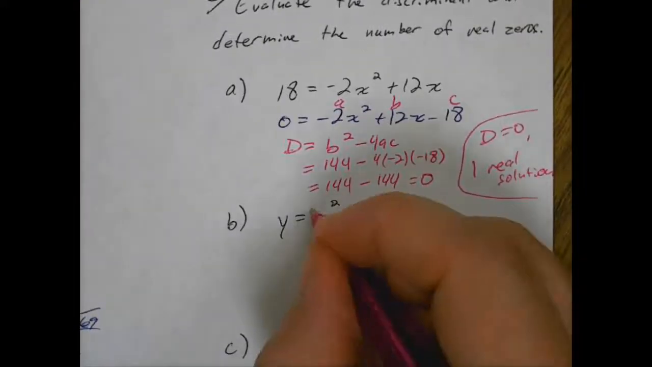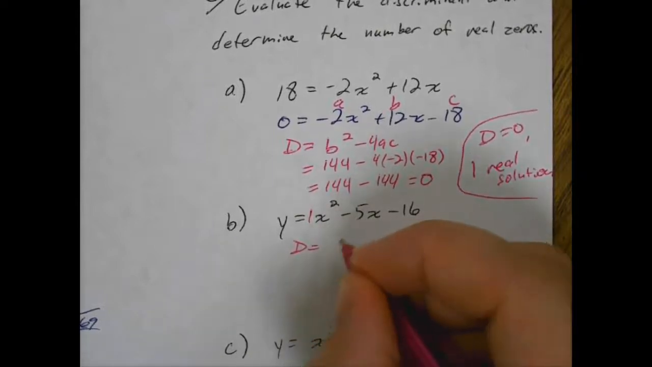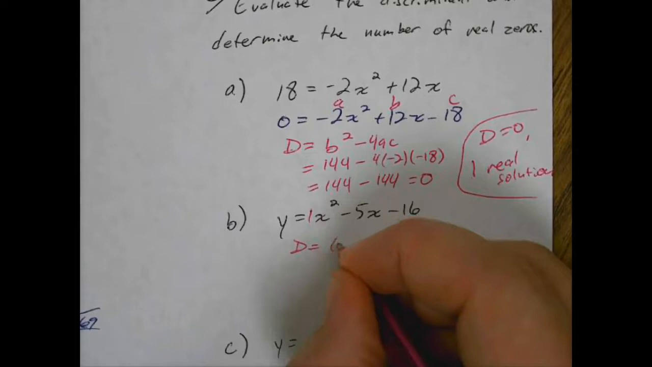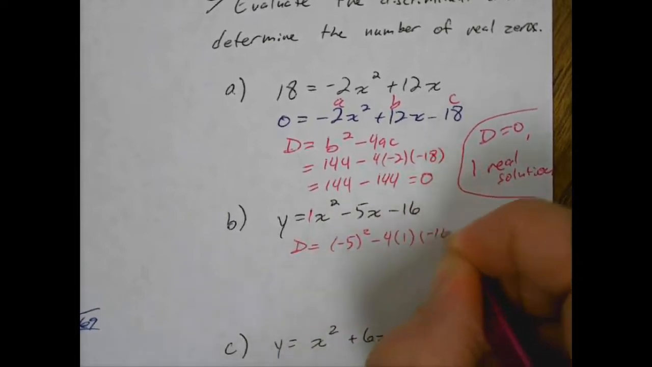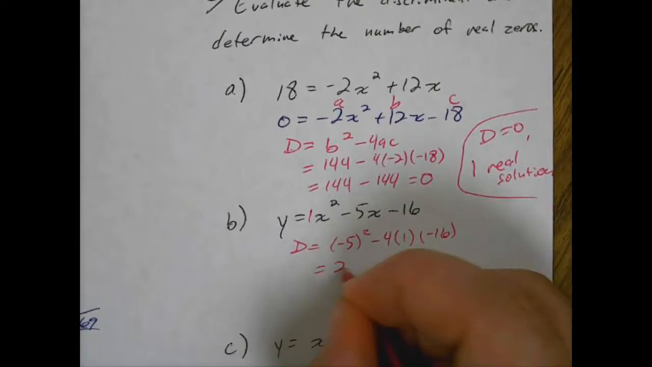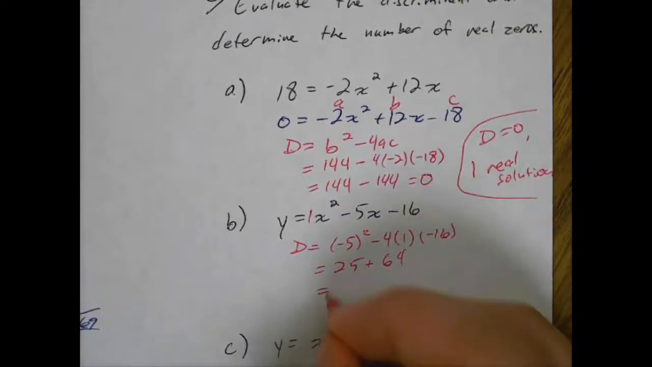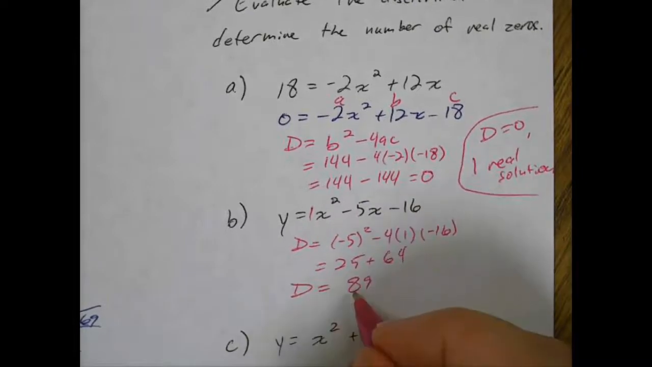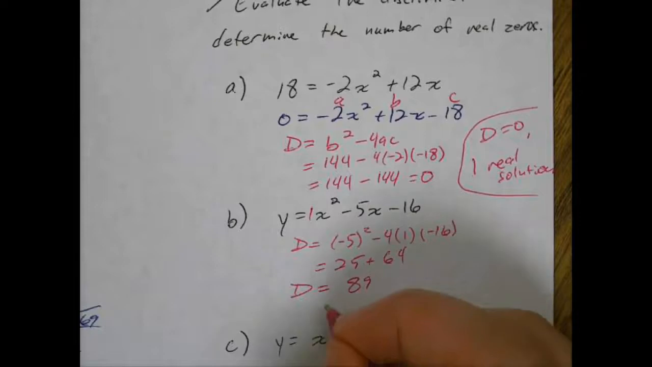Here we have a is 1, so the discriminant is just b squared. So negative 5 squared minus 4 times 1 times negative 16. So we will have 25 plus a big number. 4 times 16 is 64. 25 plus 64 is 89, so the discriminant is 89. We got a positive number, which means we will have two real solutions.